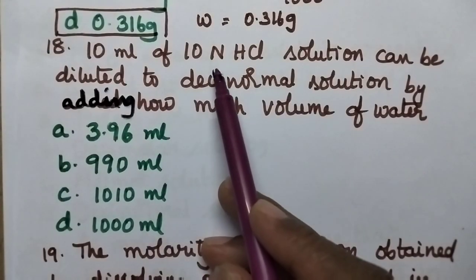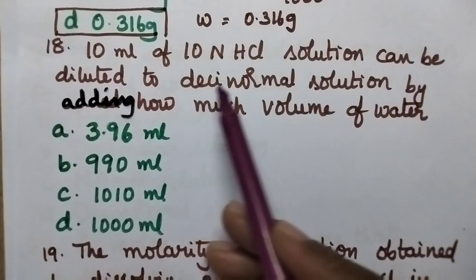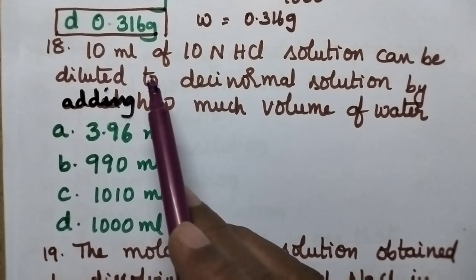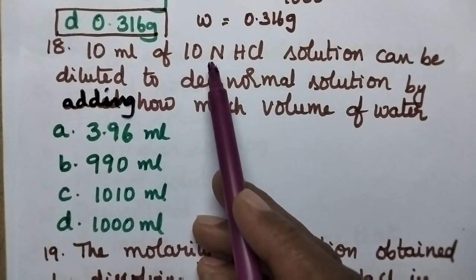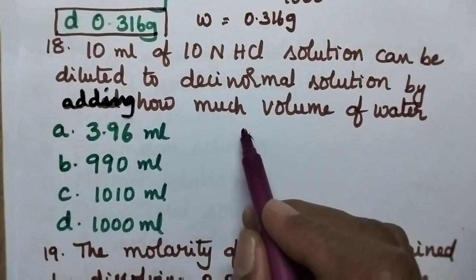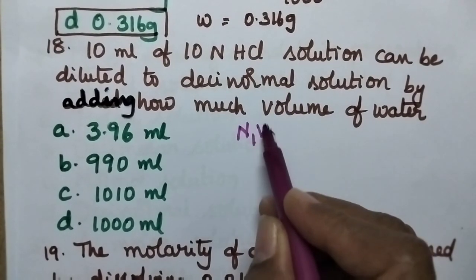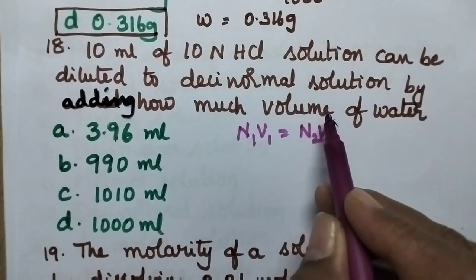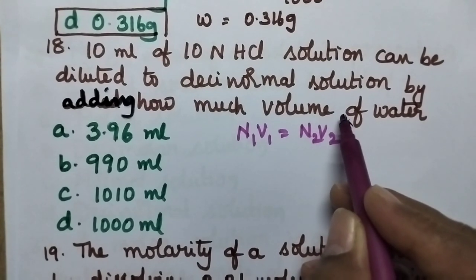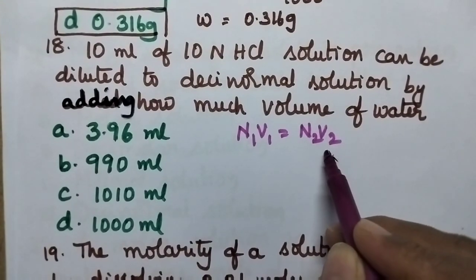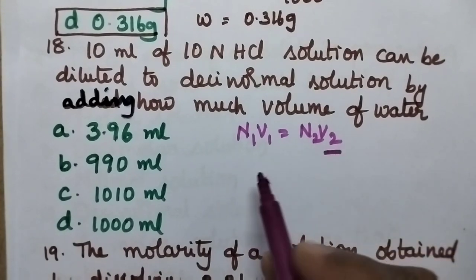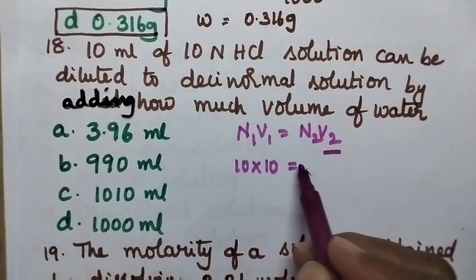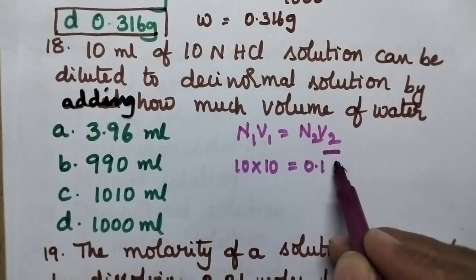10 ml of 10 normal HCl solution can be diluted to decinormal solution by adding how much volume of water. So initially 10 ml of 10 normal HCl solution is taken and it is diluted to decinormal solution. So here we have to use the dilution formula N1V1 equal to N2V2, and we are supposed to calculate how much water is added. Before calculating the volume of water added, we have to calculate what is the final volume of the solution. Here N1 is 10, V1 is also 10, N2 is decinormal means 0.1, and we have to calculate V2.